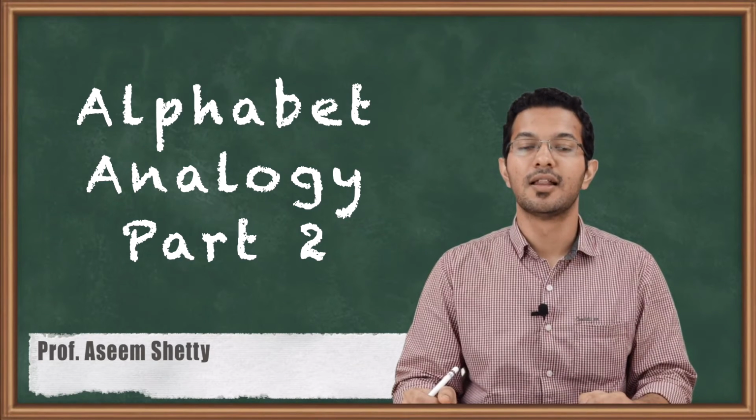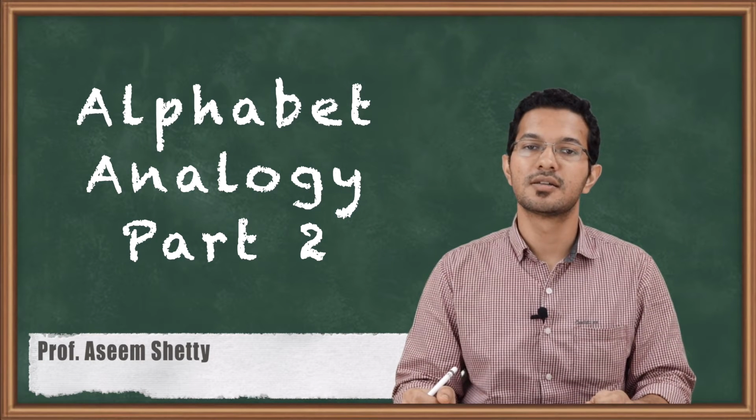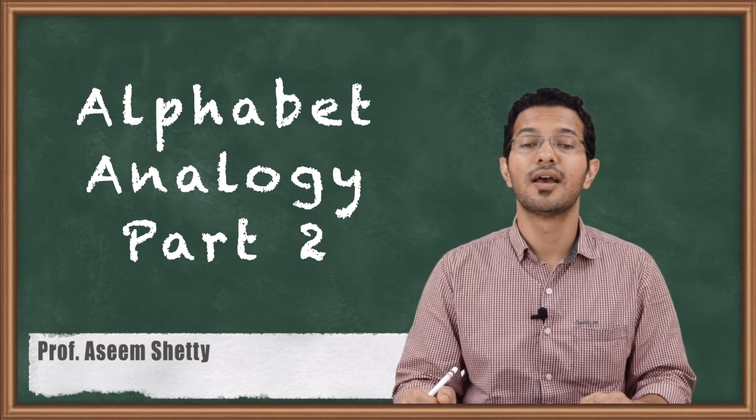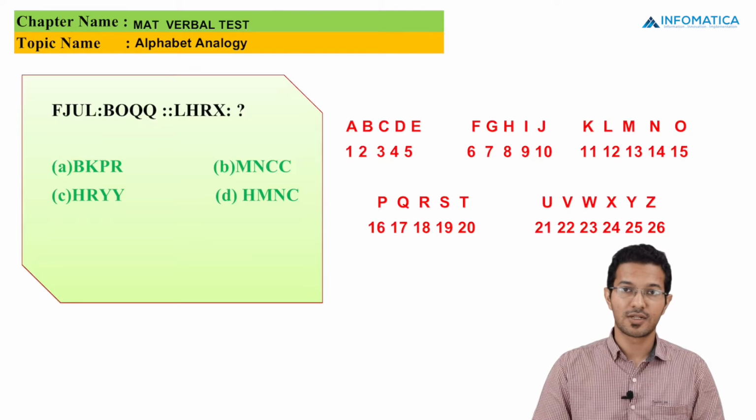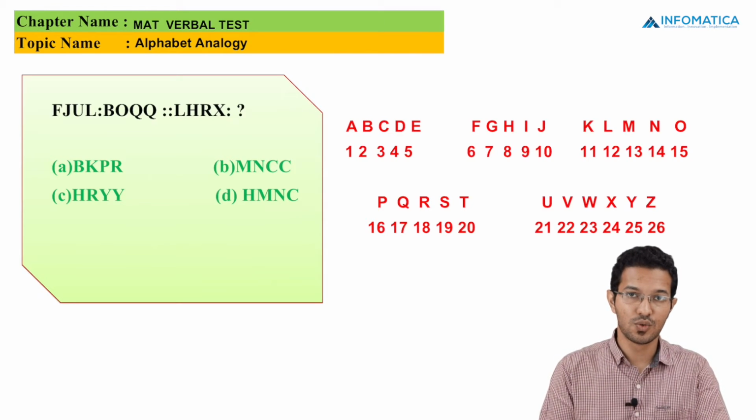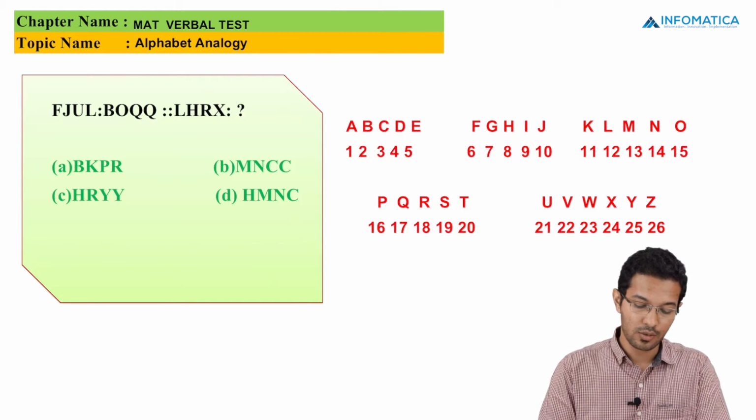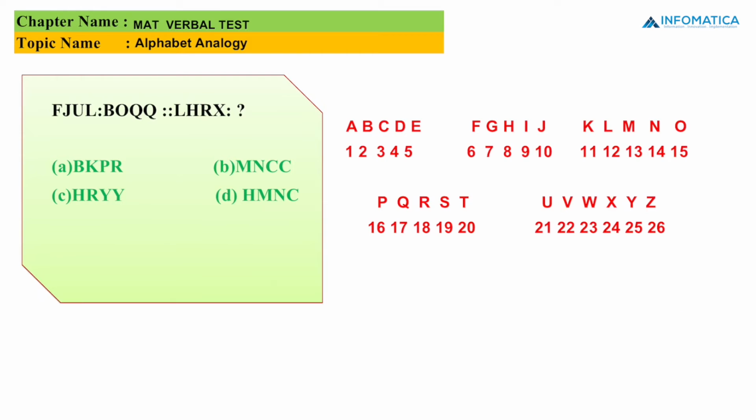Hello friends, let's look at part 2, which is the MCQ questions for alphabet analogy. The first question says that FJUL is related to BOQQ. So F is related to B. F is on number 6 and I am going 1, 2, 3, 4 steps back, which is minus 4.